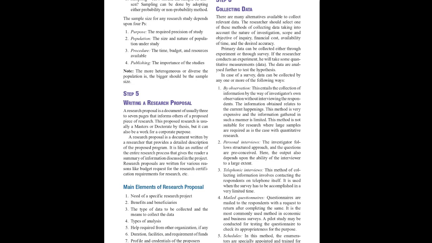Main elements of a research proposal. 1. Need of a specific research project. 2. Benefits and beneficiaries. 3. The type of data to be collected and the means to collect the data.